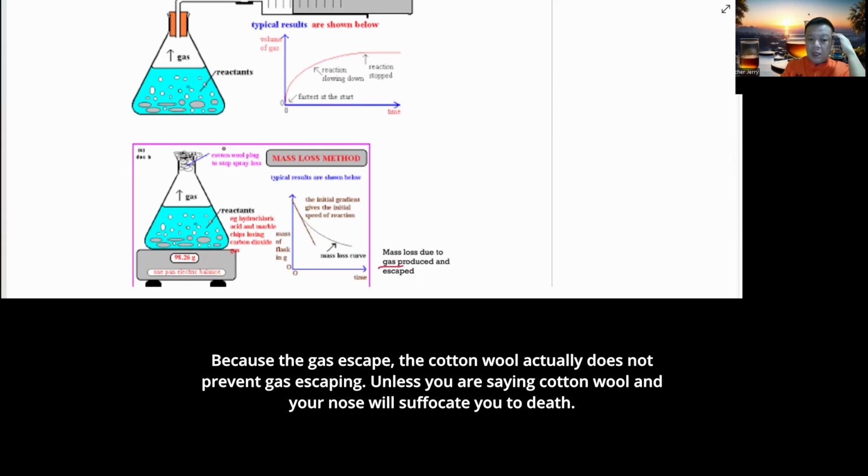The cotton wool actually does not prevent gas from escaping, unless you are saying that putting cotton wool at your nose will suffocate you to death. Obviously not. All right. So it's more of preventing the acid from spraying, right? To prevent spray loss. So that every mass loss is due to the gas escaping, not because of acid spilling out of the conical flask, especially when the reaction is quite fast in the beginning, right?